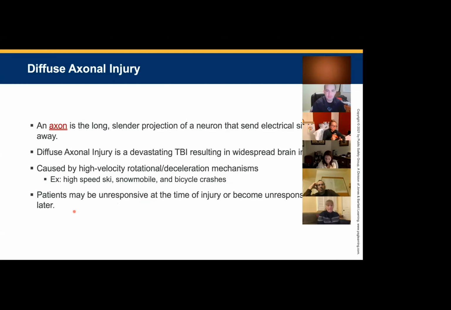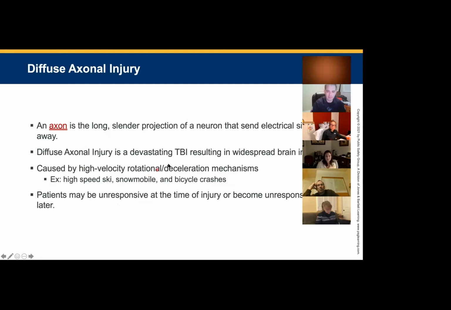All right, and then we move into what we refer to as a diffuse axonal injury. So when we talk about an axon, this is a long, slender projection of a neuron that sends electrical signals away. A diffuse axonal injury is a devastating traumatic brain injury resulting in widespread brain injury. And so when the axons are damaged, that means that the brain is not able to function, the nervous system is not able to function.